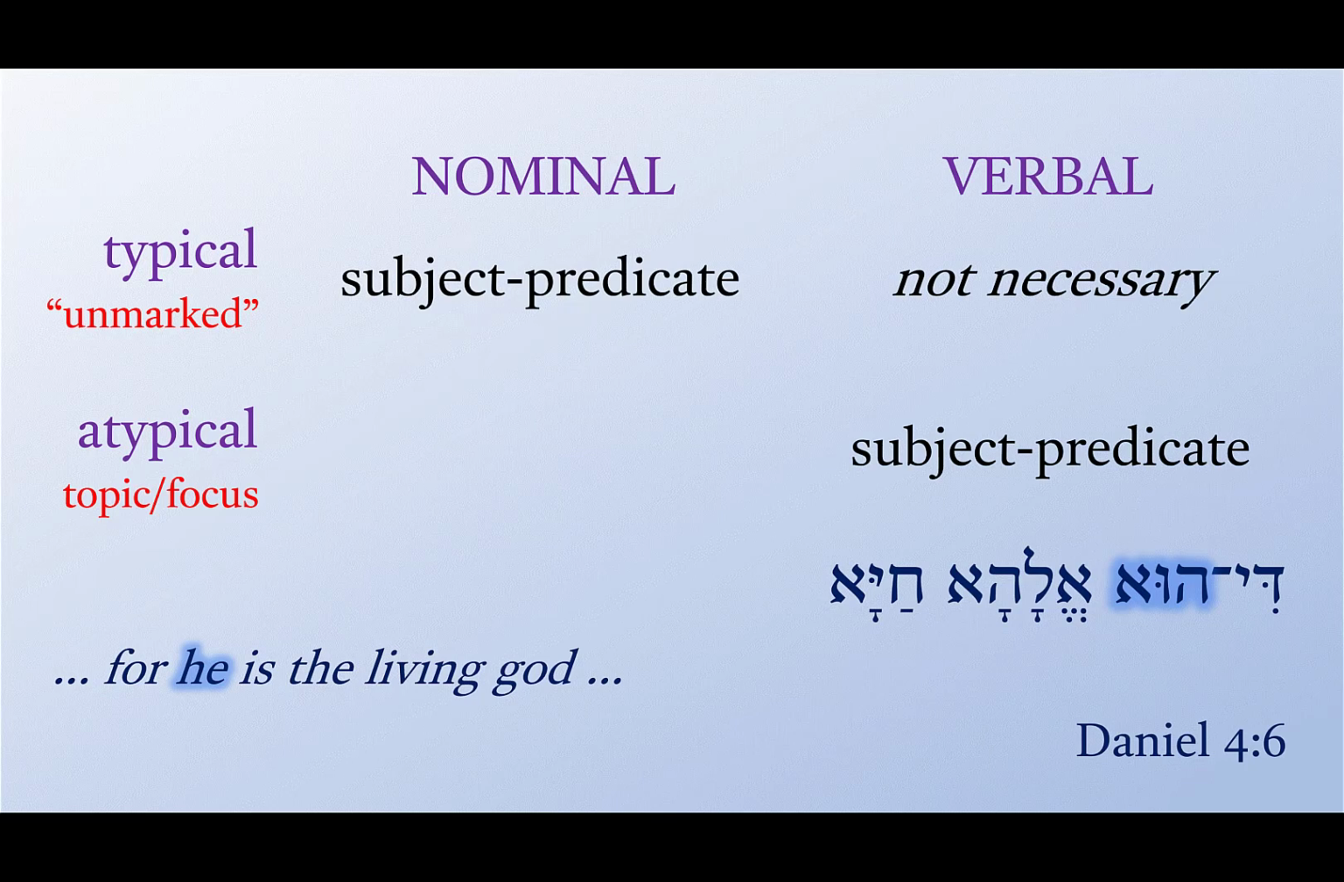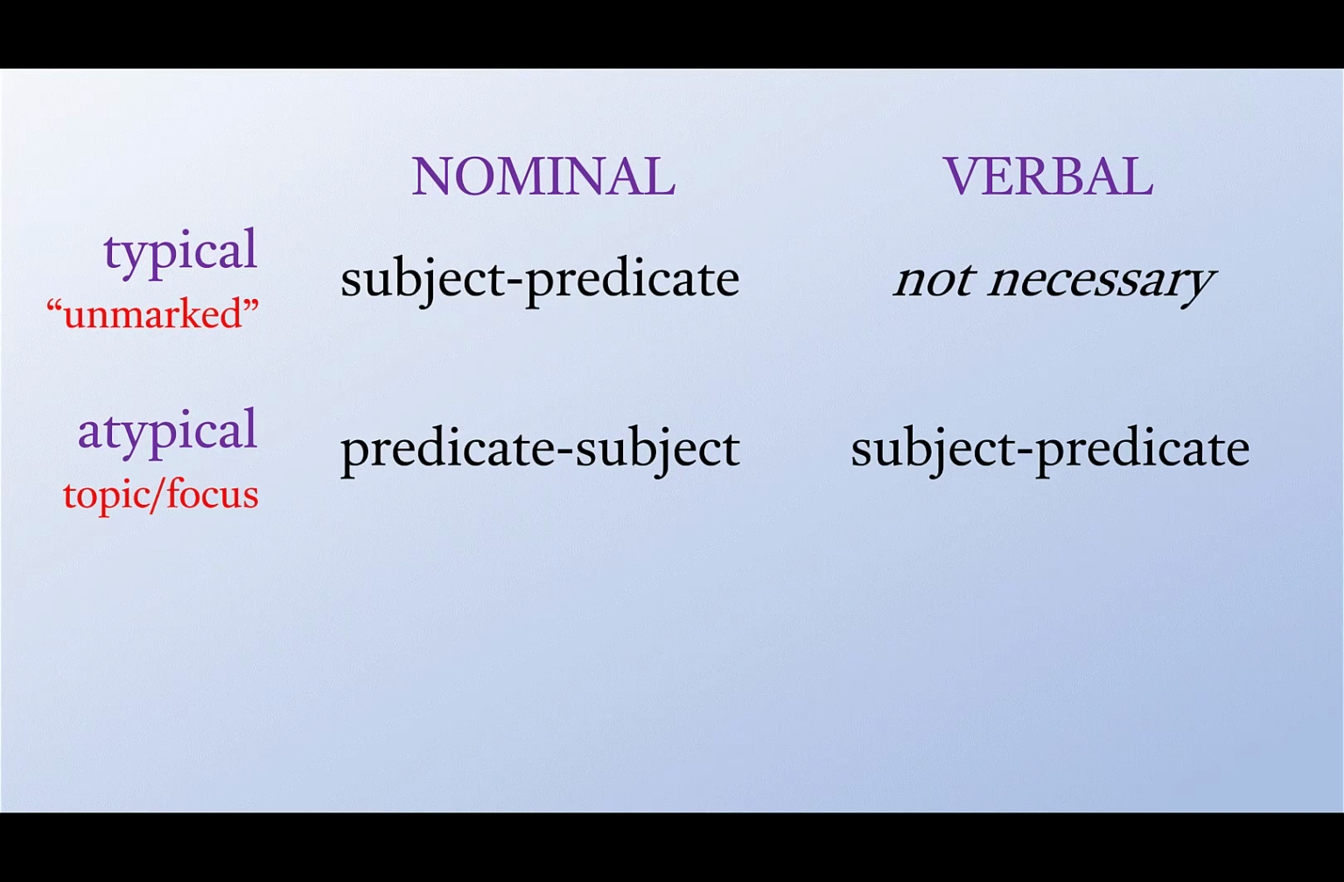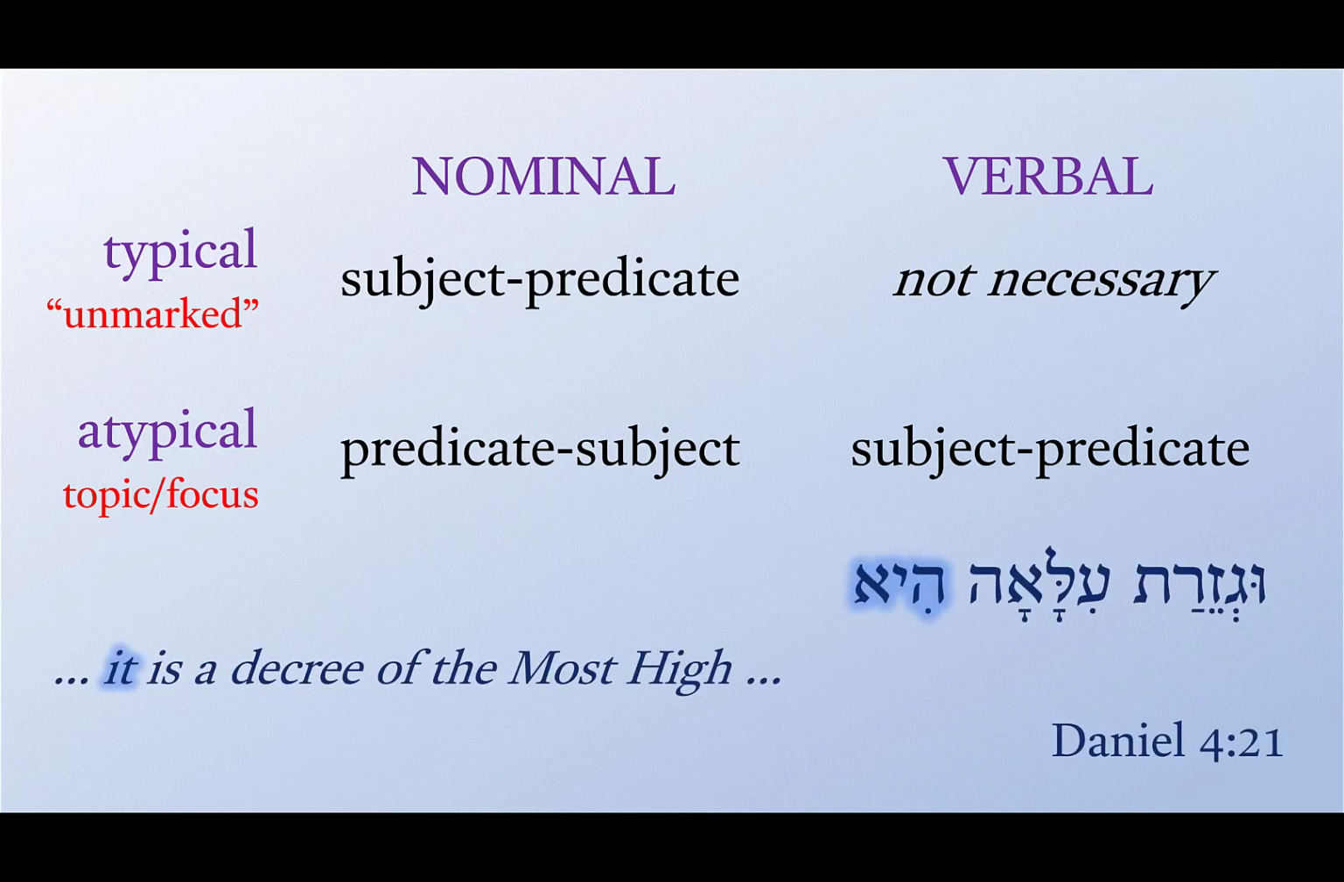Is the order? Well, to place the he before the predicate, which is the living God, that is normal. That's unmarked. There's not really a focus upon the idea of he is the living God and not some other God. Okay? Not some other God is not the living God. That's what I mean. But there's the opposite case, predicate subject.